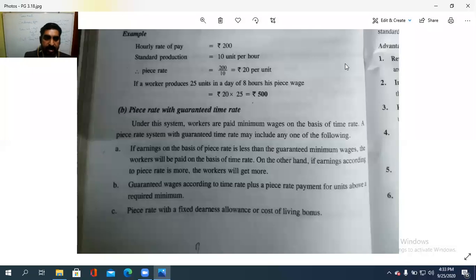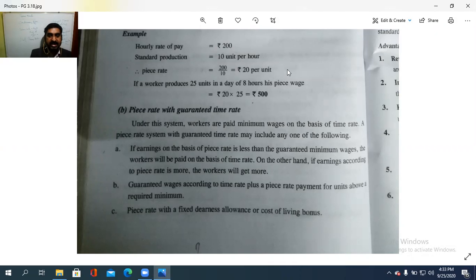So that is straight piece rate system. Another is piece rate system with a guaranteed time rate. Under the system, workers are paid the minimum wages on the base of time rate. Above that, there is one more thing, that is efficiency. Based on the efficiency or the productivity, this is to be calculated.